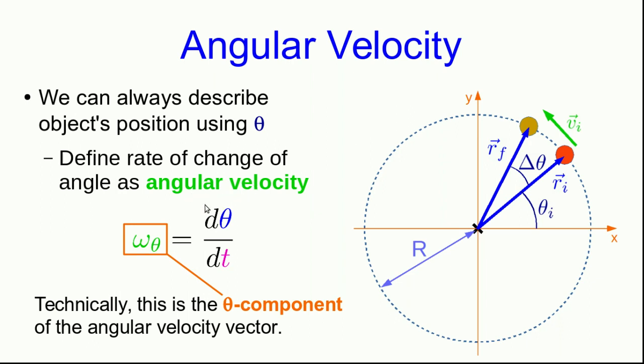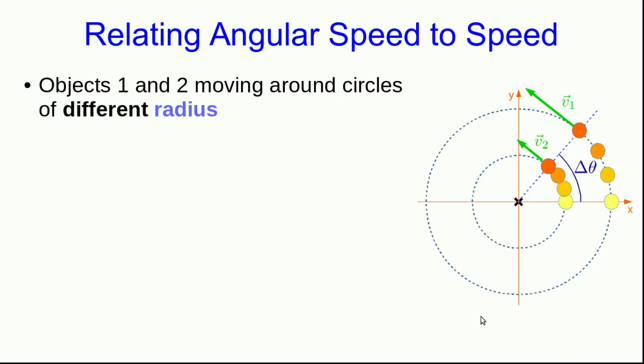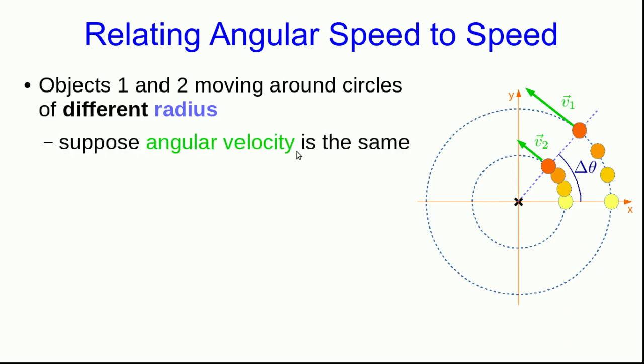Angular variables are very convenient, but we often need to know the distance-related variables instead of the angular variables, and so we need to have ways of going back and forth. We'll see that in the next lecture, but let's get a start on it. Let's just think about two objects, 1 and 2. They're moving on different circles. 1 is moving on a larger circle than 2 is. And let's say they're moving at constant angular velocity. So in other words, the angle from the x-axis of each is changing by the same amount every unit time.